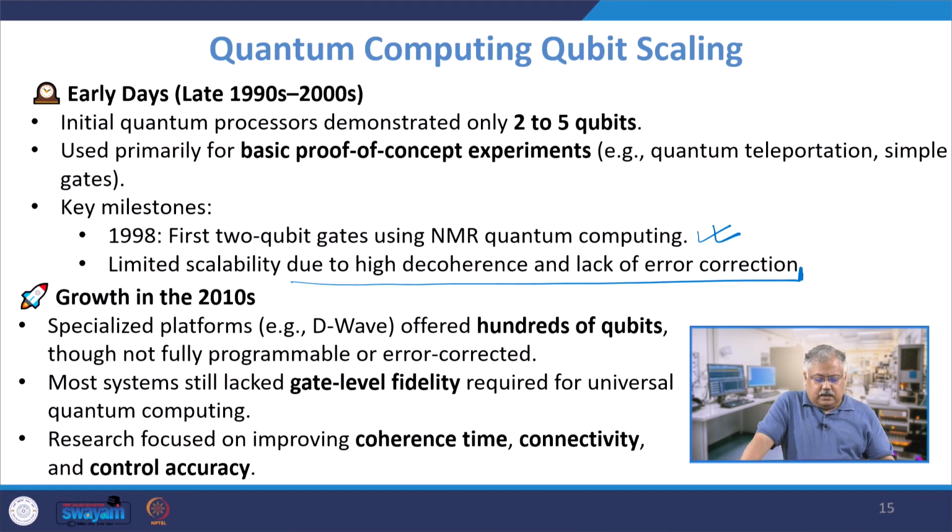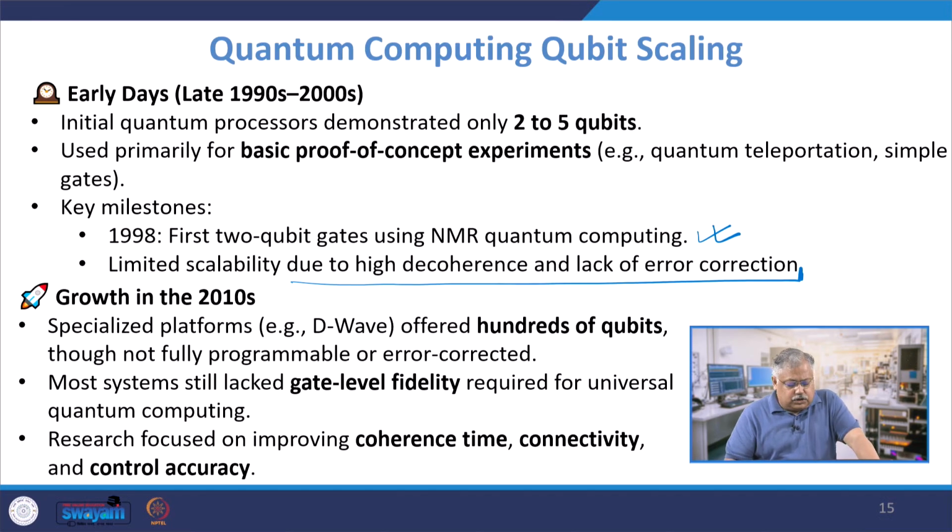Then in the 2010s we had specialized platforms that offered hundreds of qubits, though not fully programmable or error corrected, which means that though those qubits were there, you could not program them from an external source to change the qubit. You cannot change the qubit to a larger extent, and you cannot control it, you cannot do error correction, there was no feedback system available to you.